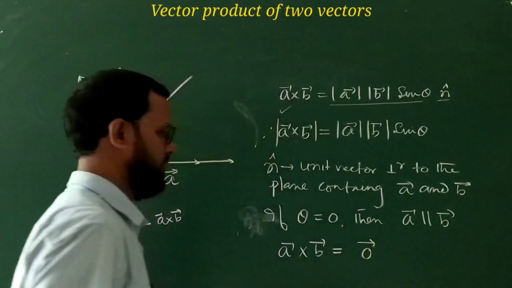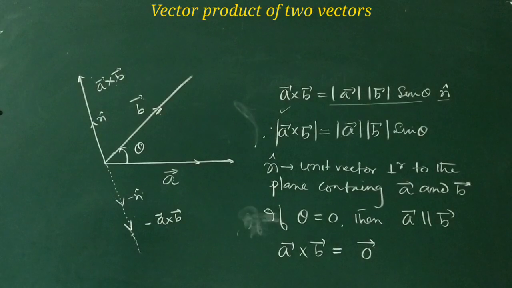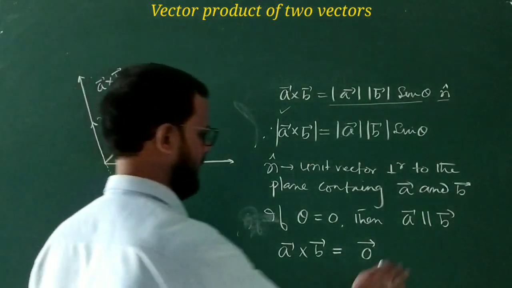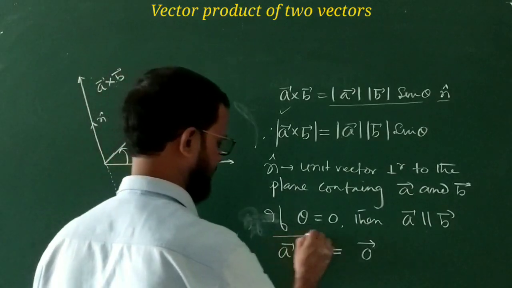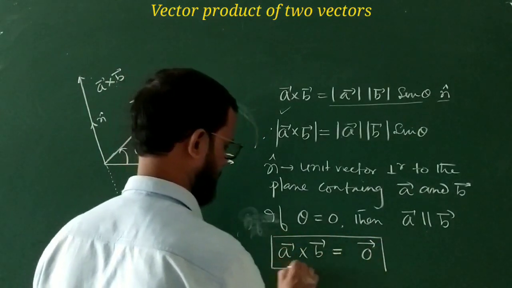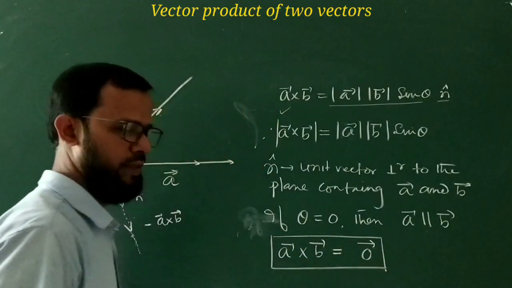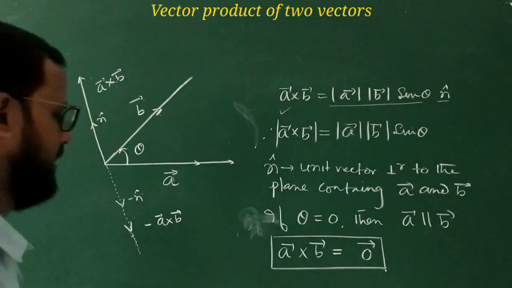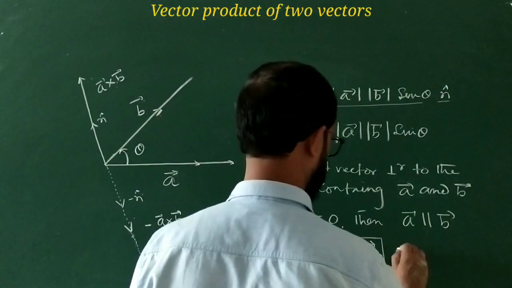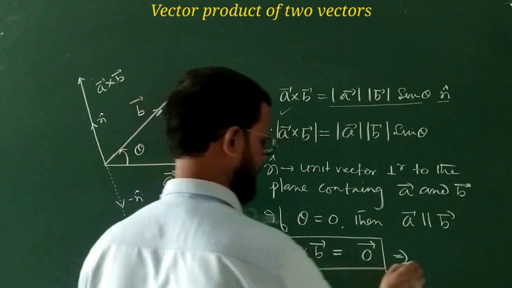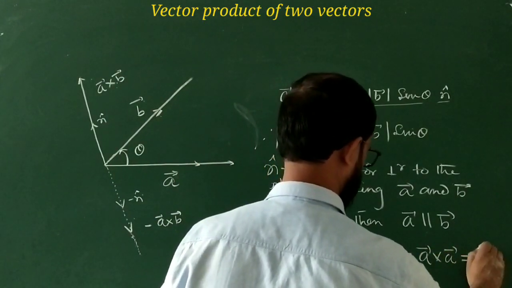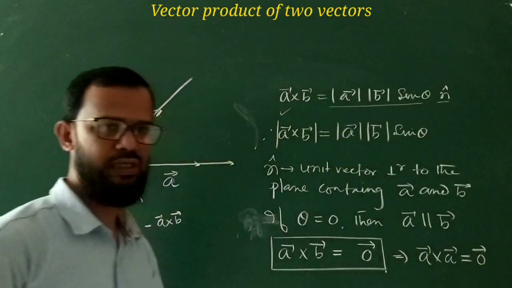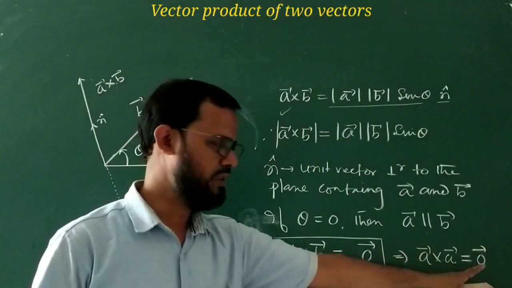OK, so if theta equals 0 then the vectors are parallel, and when the vectors are parallel, A cross B equals 0. This is the condition that two vectors are parallel. In particular, if A and B are the same, then A cross A is equal to the zero vector. If both vectors are the same, their cross product is 0.